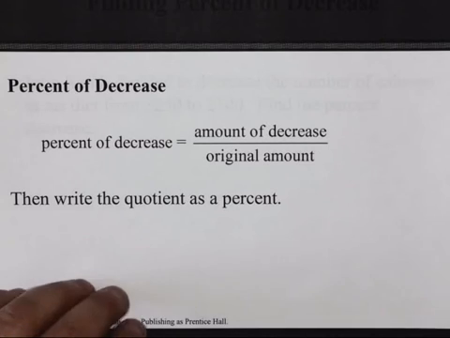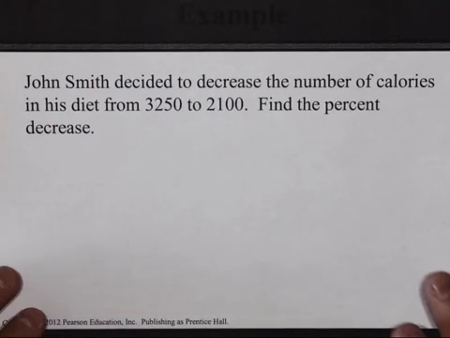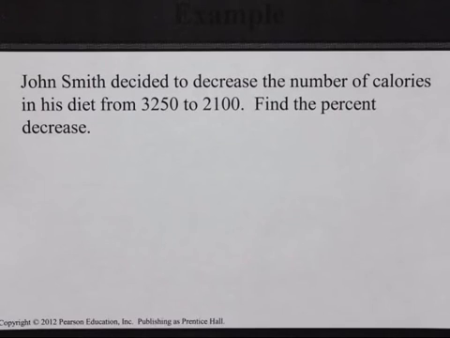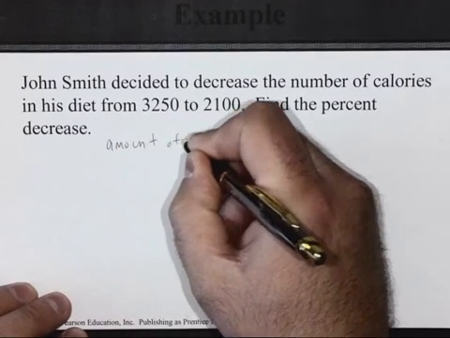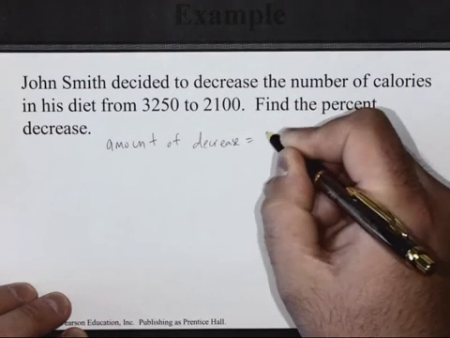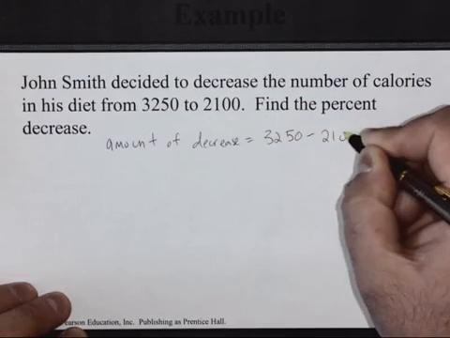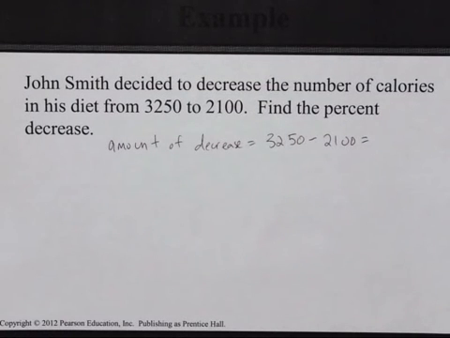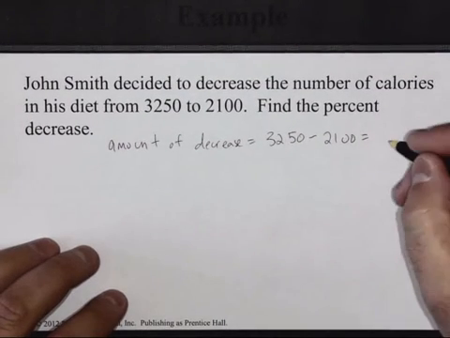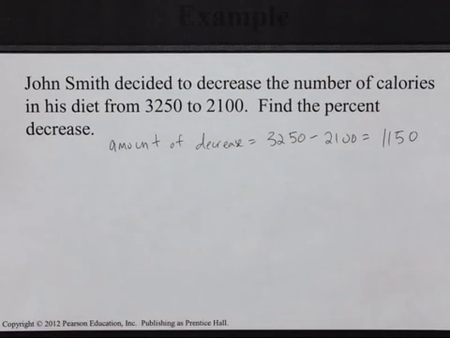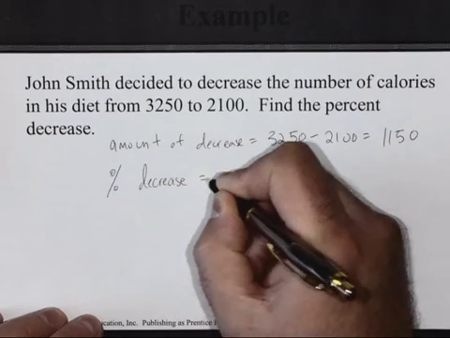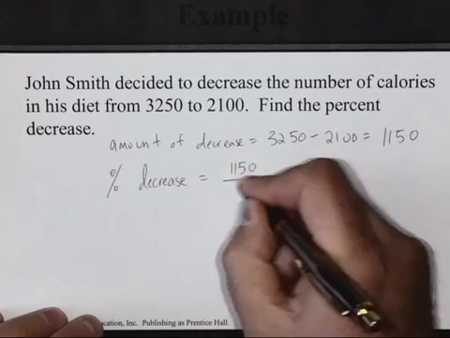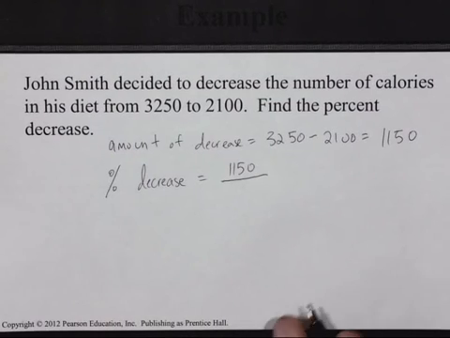You could also do percent decrease, right? So if something went down, in this case, John Smith decided to decrease the number of calories in his diet. So we want to find the amount of decrease by subtracting those two numbers. So 3250 minus 2100 gives us a decrease in calories of 1,150. Then to find the percent decrease, we take that amount of decrease and put it over the original. In this case, the original is going to be the larger of these two numbers since there was a decrease.